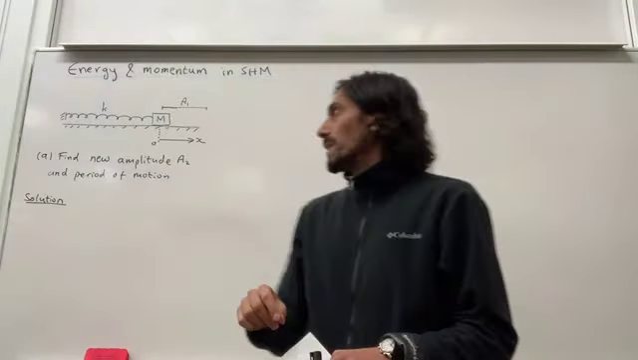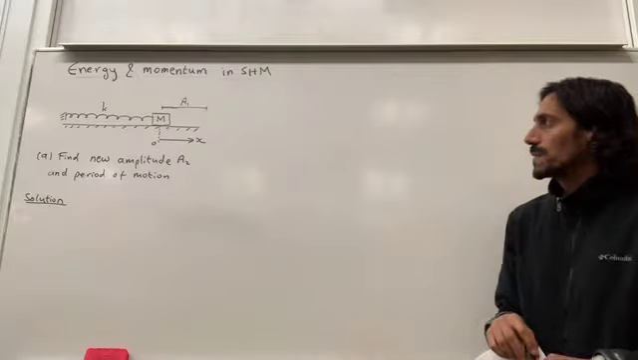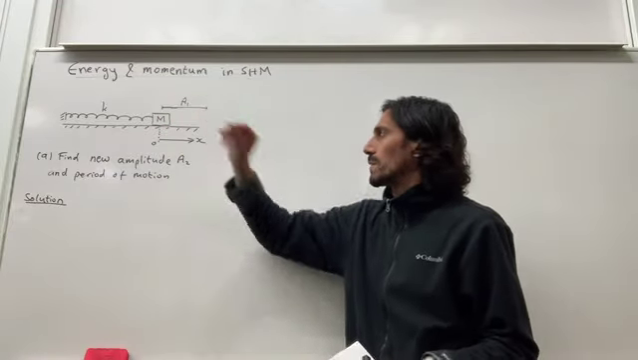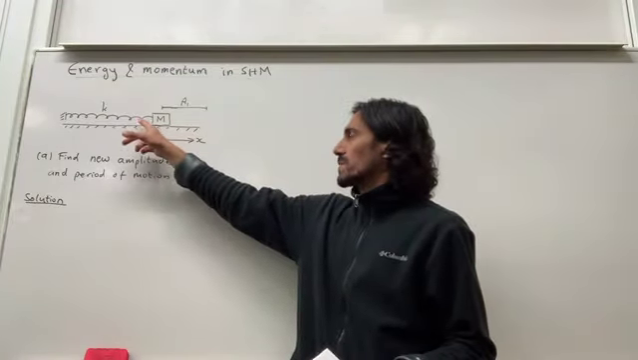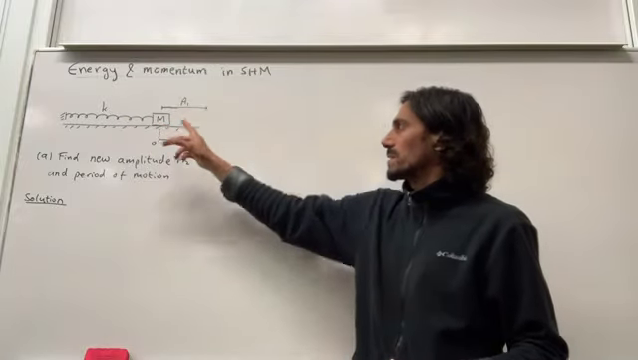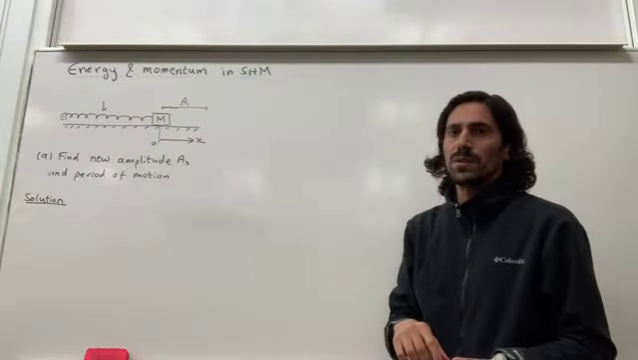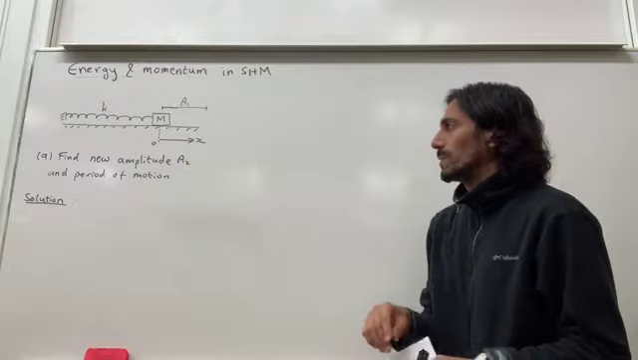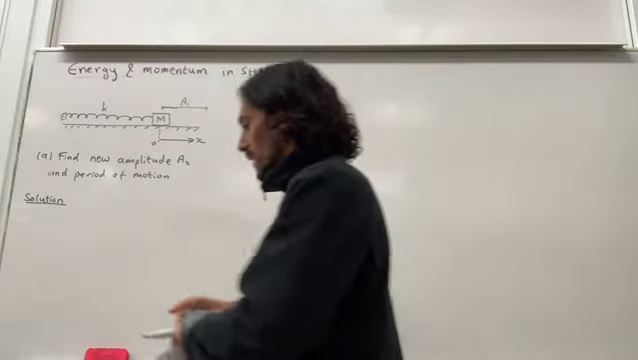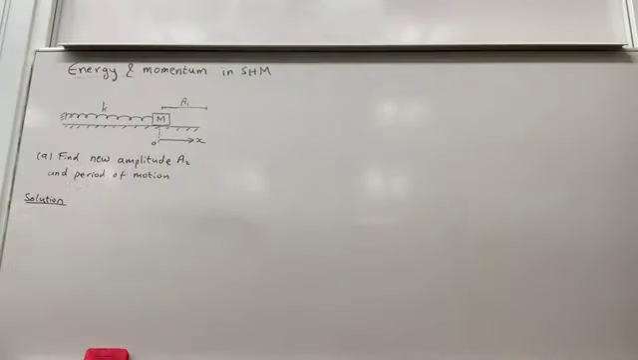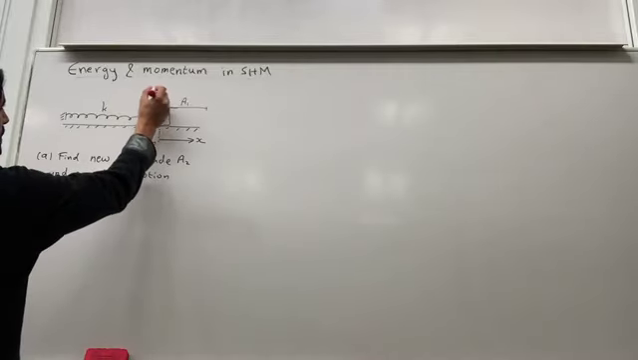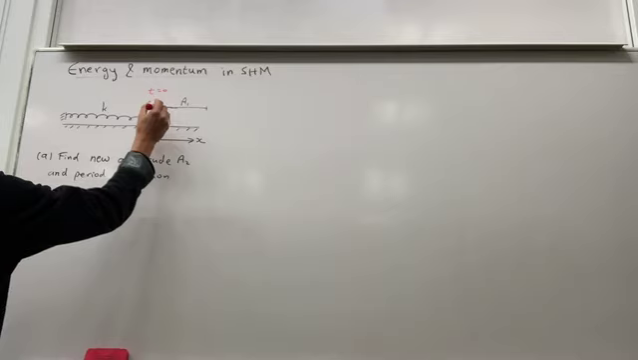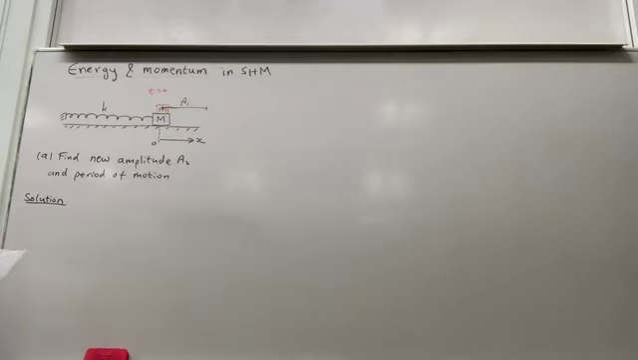There's a problem in energy and momentum. We have mass M, which is attached to a spring with constant k, and it's oscillating from one side to another with an amplitude A1. At time t0, we drop another mass, and that mass is attached here with the first mass.